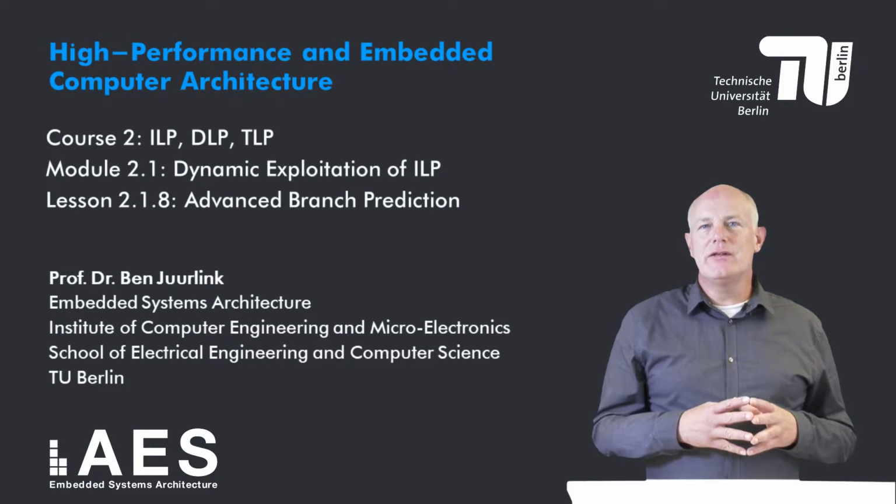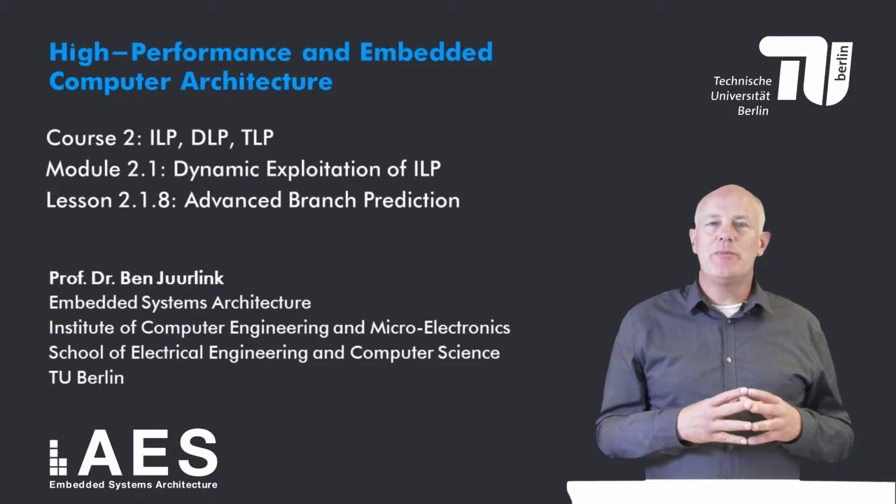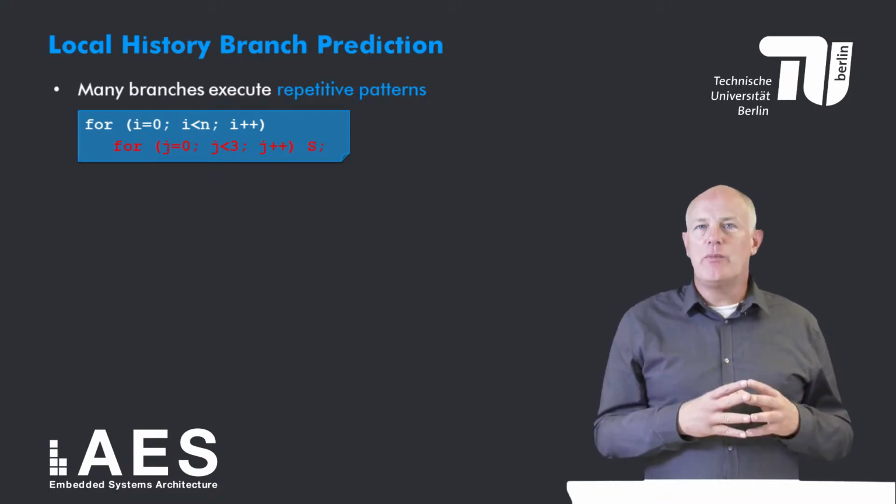Welcome back to this series of lessons about dynamic branch prediction. In this lesson I will describe more advanced branch predictors than the schemes considered in the previous lesson. The first, more advanced branch prediction scheme is local history branch prediction.